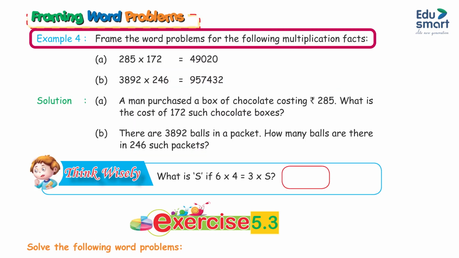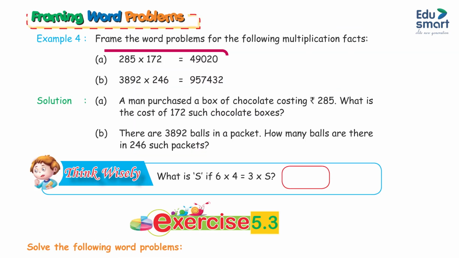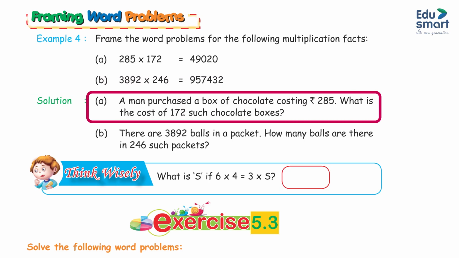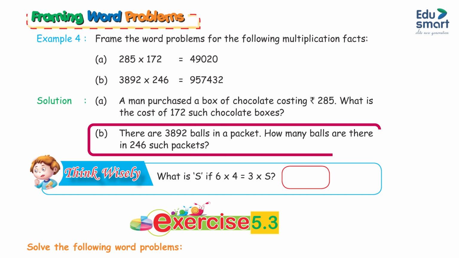Frame the word problems for the following multiplication facts. A. 285 into 172 is equals to 49,020. B. 3,892 into 246 is equals to 9,57,432. Solution. A man purchased a box of chocolate costing rupees 285. What is the cost of 172 such chocolate boxes? B. There are 3,892 balls in a packet. How many balls are there in 246 such packets?